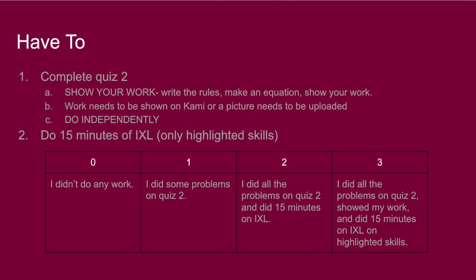Here's your have-to for today. You need to complete quiz 2, and you need to show your work. So you need to write the rules, make an equation, and show your work for every problem. And then work needs to be shown either on Cami or a picture needs to be uploaded onto the assignment. And you need to do this quiz independently. And then when you're done with the quiz, do 15 minutes of IXL only on the highlighted skills. Please check out this rubric on the bottom to see how you will be scored.